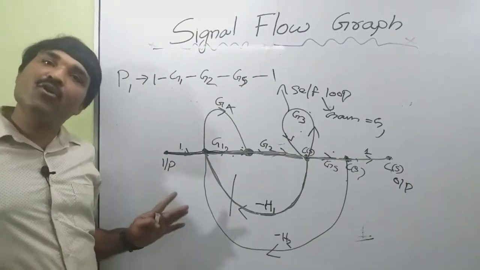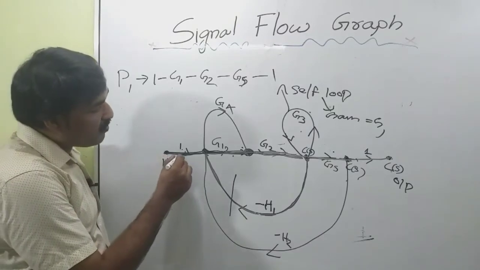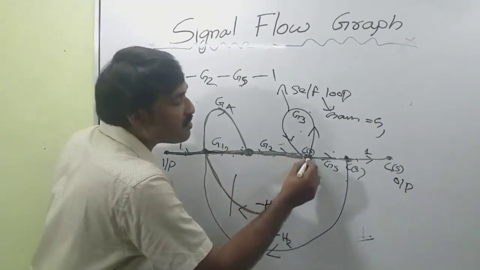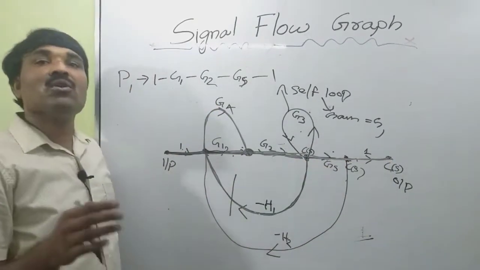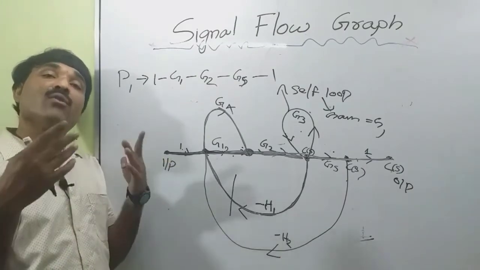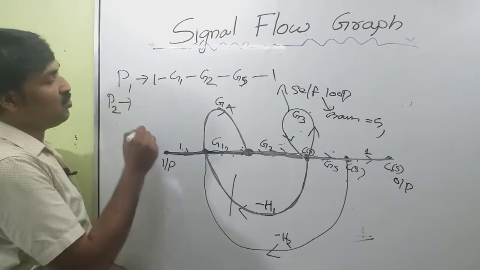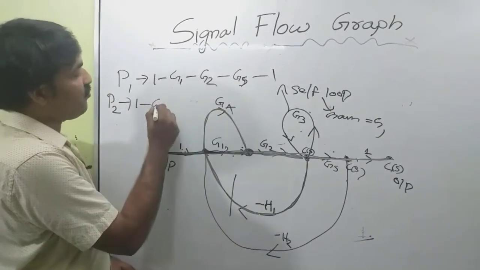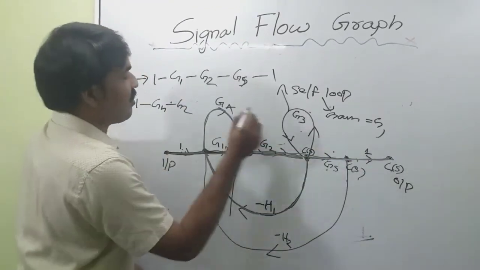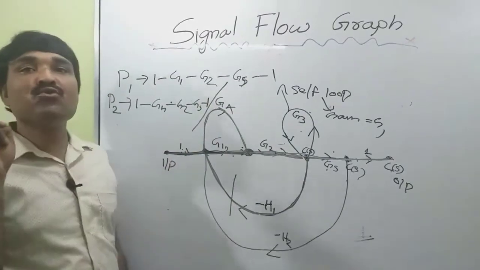Is there any other forward path? Let us check. Now I am starting from the input node and moving along this direction, reaching this node and moving to the output. In this case also no node or branch repeats. That is also a forward path. So I can write the second forward path P2 as 1, G4, then G2, G5 and 1. So we have two forward paths.